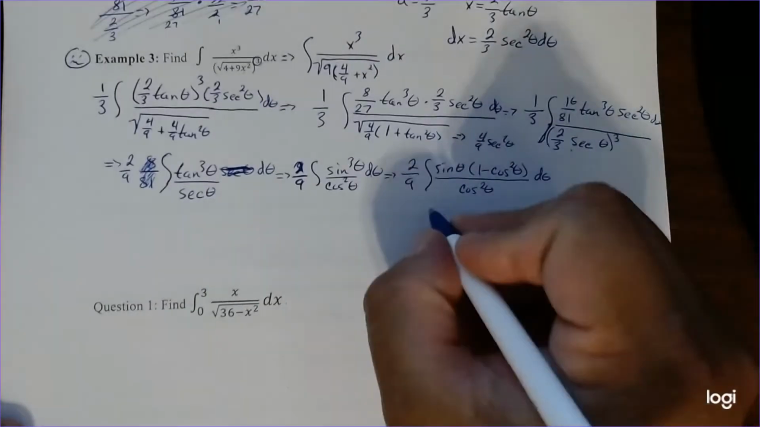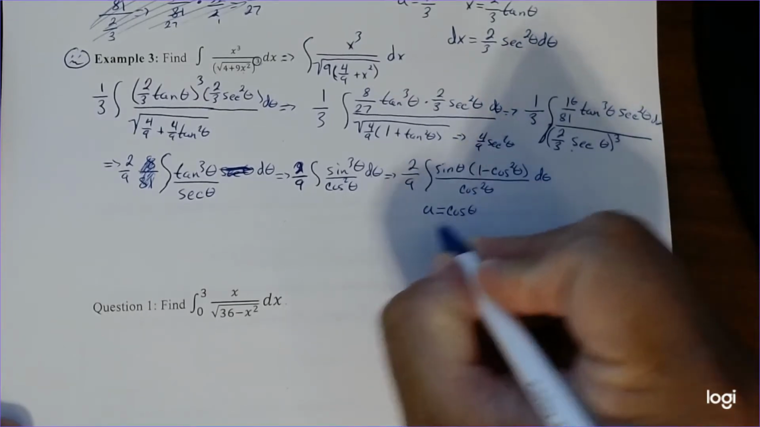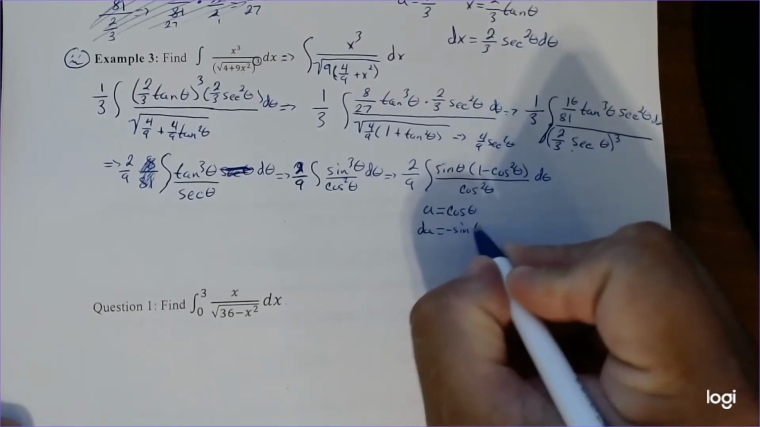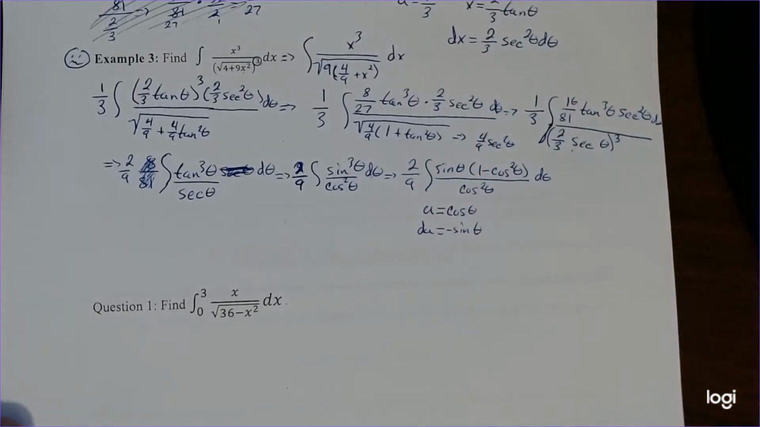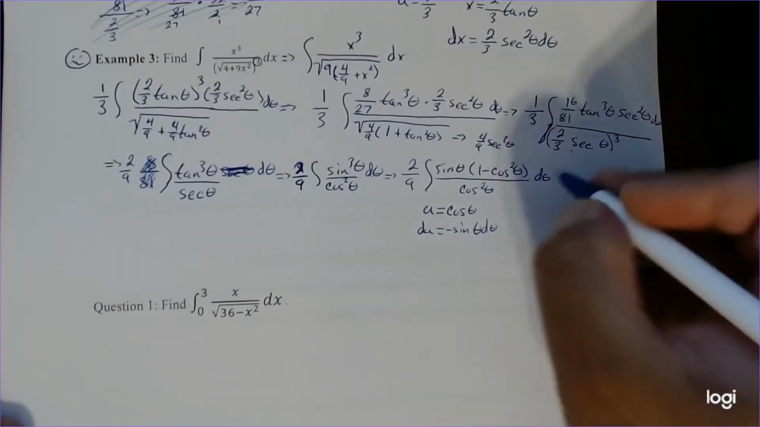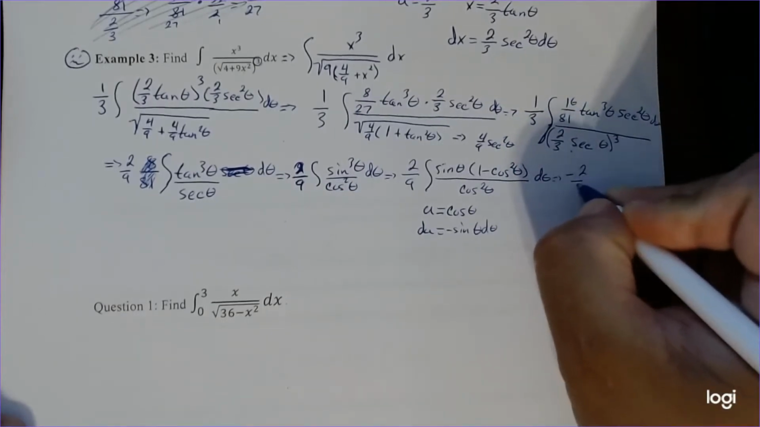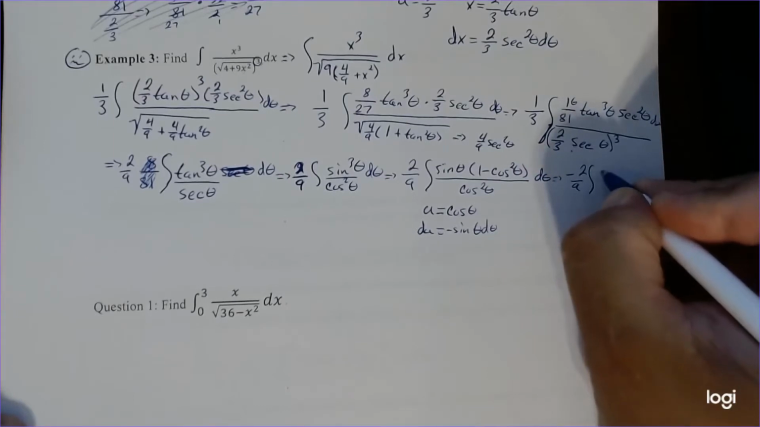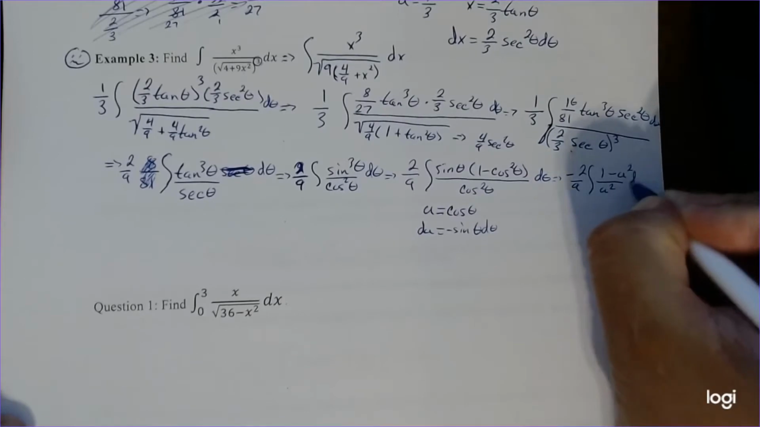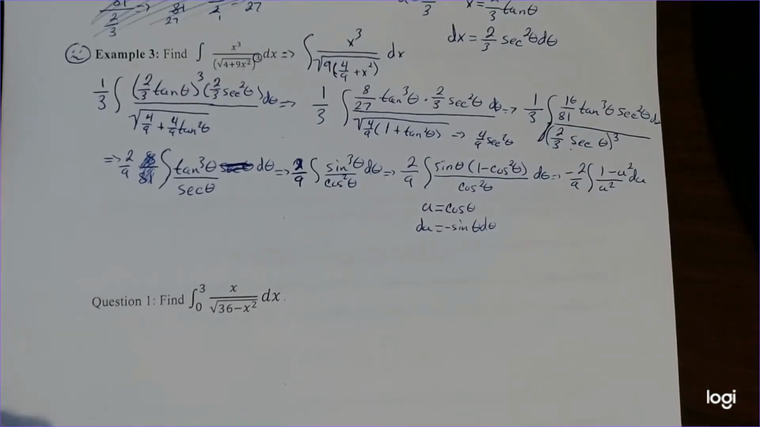So now, according to those techniques, we're going to let u equal cosine. So therefore, du is equal to negative sine theta d theta. Okay, so this ends up being negative 2 over 9ths integral of 1 minus u squared over u squared du, which makes it a little easier to simplify, right, when it comes to it.